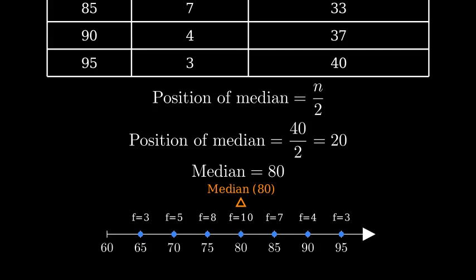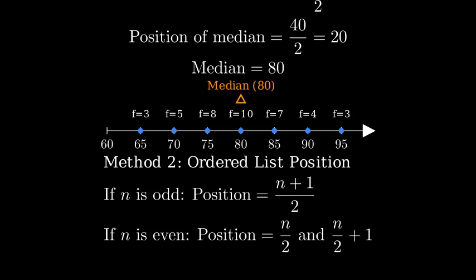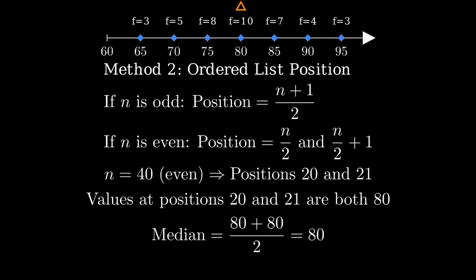Another way to find the median is by determining its position in an ordered list of all data points. For a data set with n observations, if n is odd, the median is at position (n plus 1) divided by 2. If n is even, we take the average of the values at positions n divided by 2 and n divided by 2 plus 1. In our example, n equals 40, which is even. So the median is the average of the 20th and 21st values. Since both of these values are 80, our median is 80.